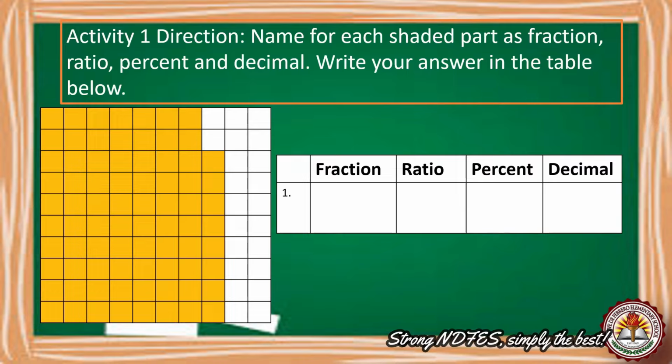Time's up. If your answer is 78 over 100, that is correct. Next, for ratio, 10 seconds again. Time starts now. Time's up. If your answer is 78 to 100, that is correct.